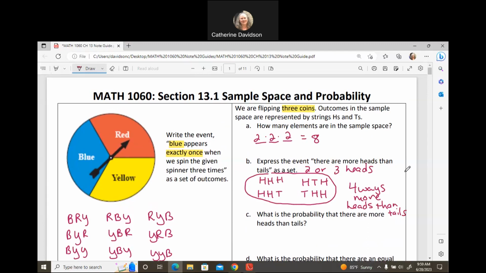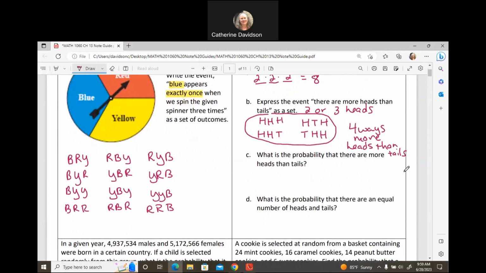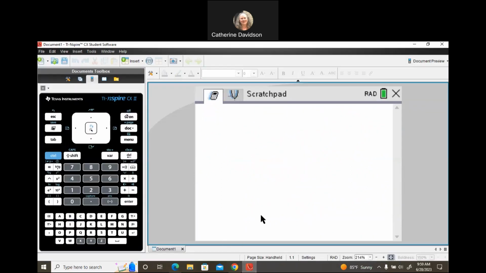What is the probability that there are more heads than tails? So that's more heads over your total. So that's the total possible outcomes that you can have. There's 8 total possible outcomes. 4 of those are more heads than tails. You do have to reduce that. That's 1/2. So on your calculator, you can put it as a fraction, or you can do 4 divided by 8. Your calculator will reduce and simplify fractions.